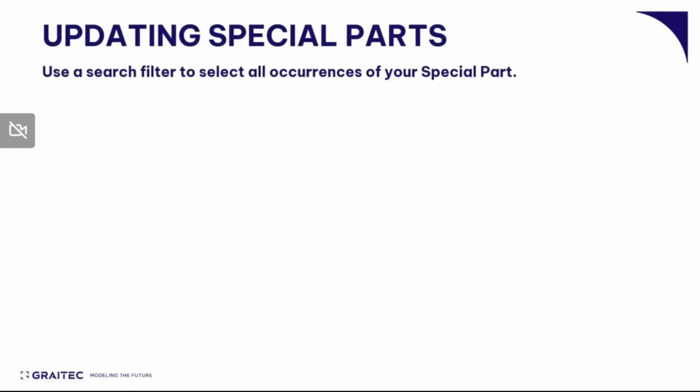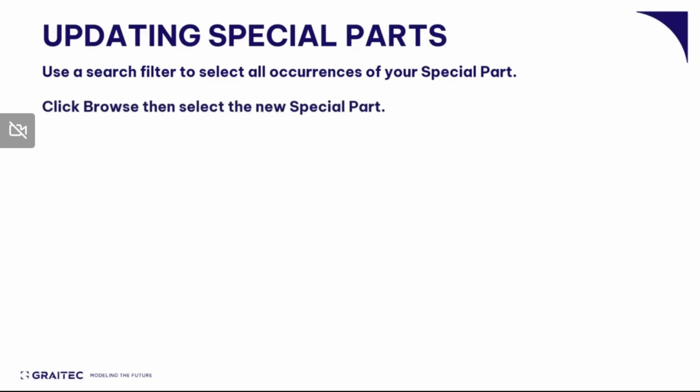The first thing you want to do, if you want to change a special part in your model, say you've used a special part, maybe a railing fitting or something like that, and you need to change it for a different one. First thing to do is to use a search filter to select all the occurrences of the existing special part that you want to replace. So you get all of them selected at once.